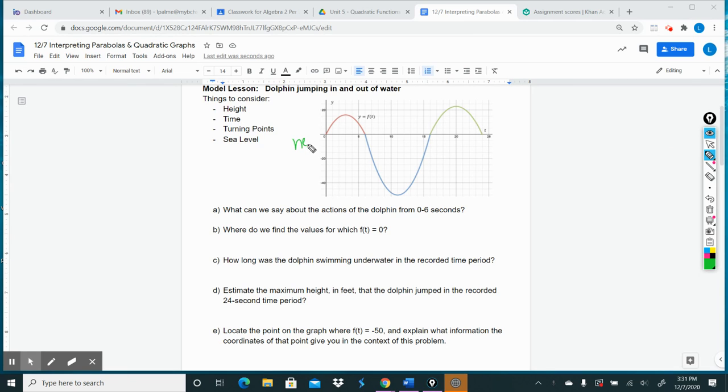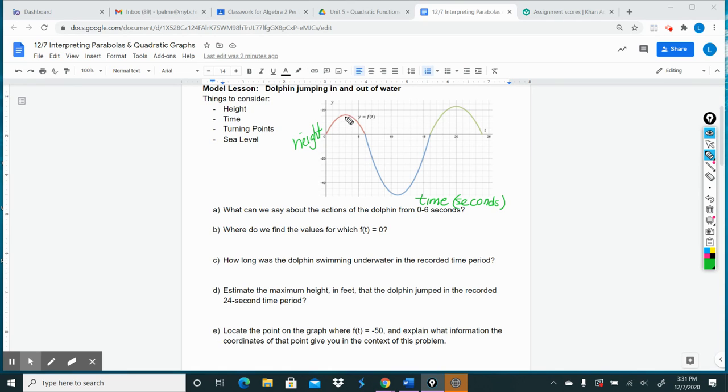So your y-axis is the height, and time, so this is height with respect to time in seconds. And this is over a 24-second time span.